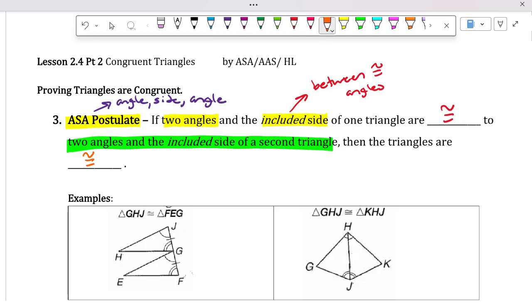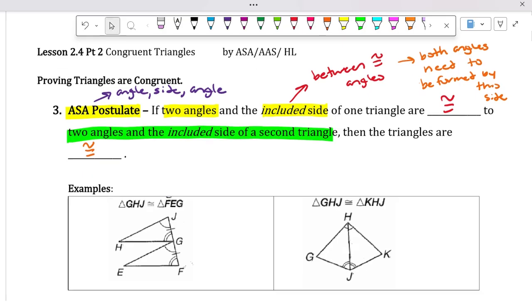So, the included side has to be between the two congruent angles. In other words, both angles need to be formed by this side. So one of the sides that make up both of those angles has to be that congruent side. That's what it means by included side.